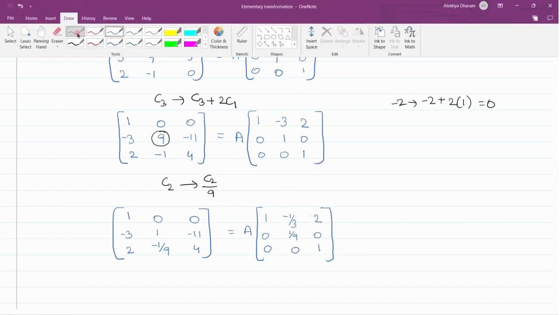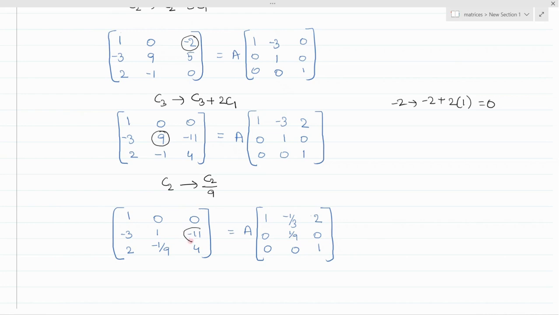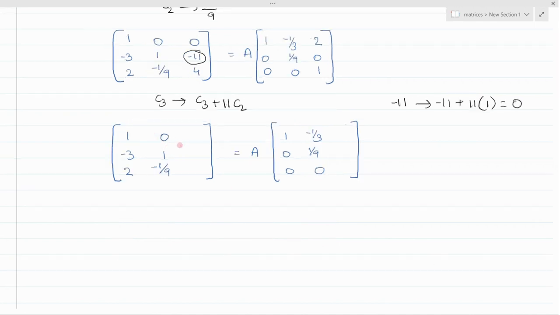Next step is to convert this entry as 0. So to do this, we'll write column 3 changes as column 3 plus 11 times column 2. Because when we do that, minus 11 changes as minus 11 plus 11 into its corresponding C2 element, that is 1, and becomes 0. Now here C1 and C2 elements remain as they are, only C3 elements change: 0, 0, and here it becomes 25 by 9. Here it becomes minus 5 by 3 and 11 by 9 and 1.